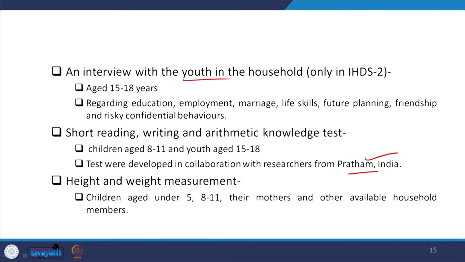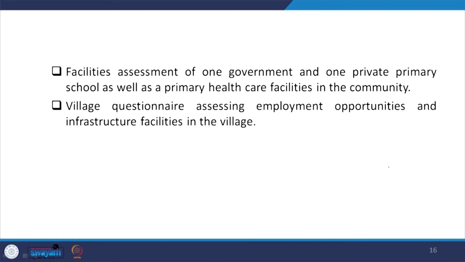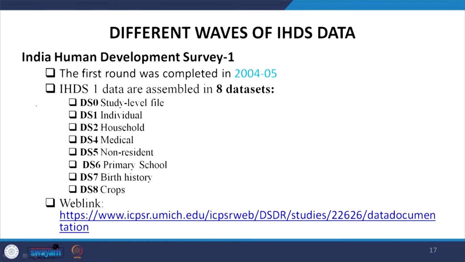Height and weight measurements were made for children under 5, children aged 8 to 11, their mothers and other available household members. Their details are also covered. Facilities assessment of one government and one private primary school, as well as a primary healthcare facility in the community, are also covered. A village questionnaire assessing employment opportunities and infrastructural facilities in the village is very useful so far as village facilities and their policy facilitations are concerned. Now, if you request the data, specific information may be provided by IHDS to the individual researcher.